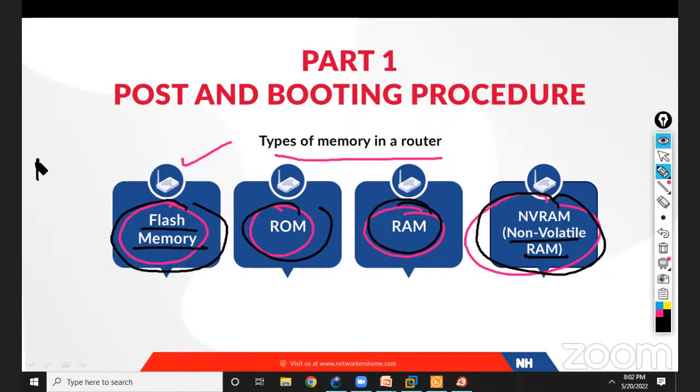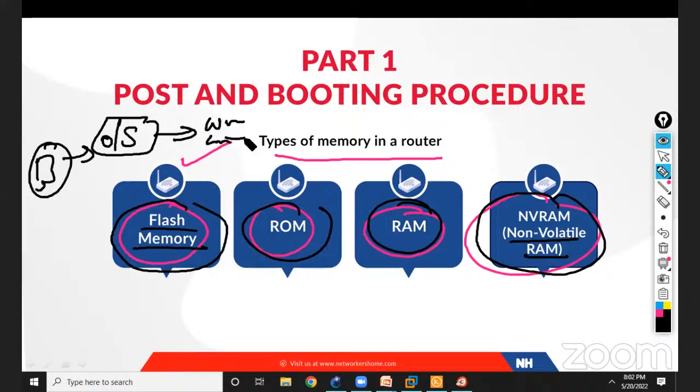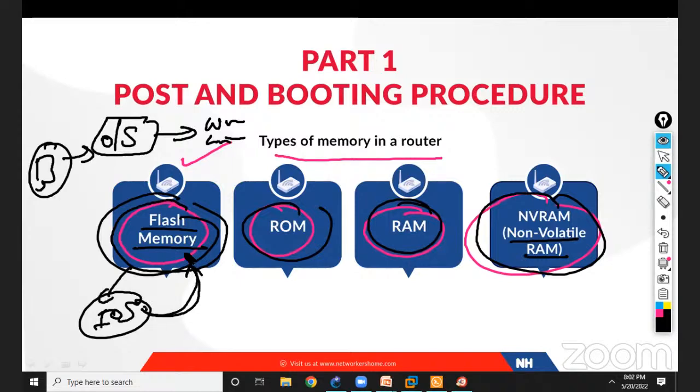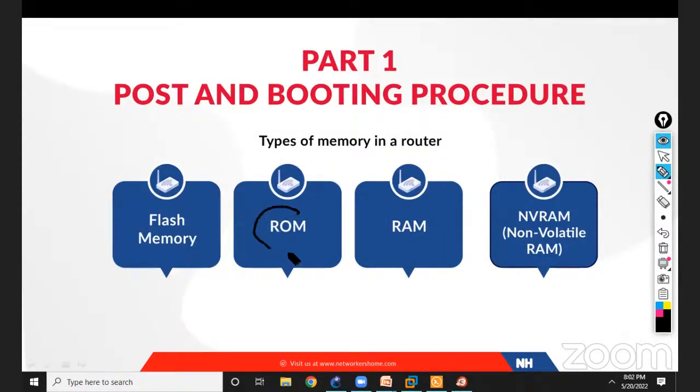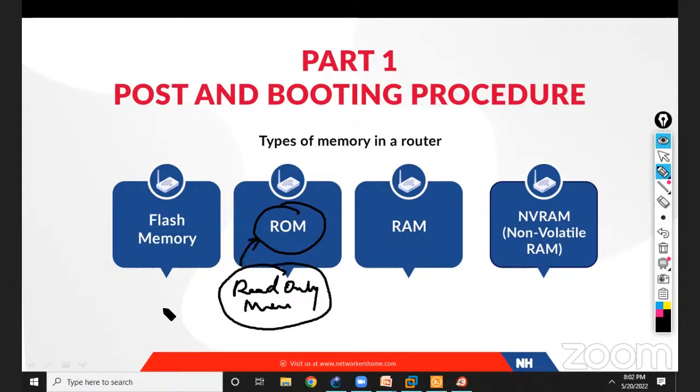But first let me tell you about flash memory. Let me compare that with the computer. The computer has an operating system. Of course, you know it: the Windows operating system, the Linux operating system, everything. The router also has an operating system, IOS, the internetwork operating system, which will be in the flash memory. So the flash memory contains this IOS. Then the next one is the ROM, read-only memory. The ROM is a chip, and you burn in the values into this ROM.